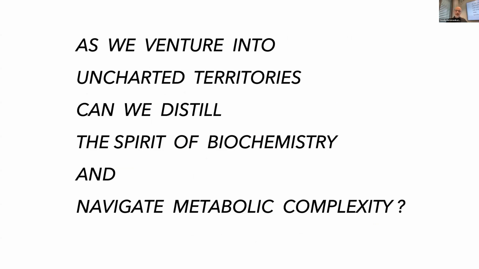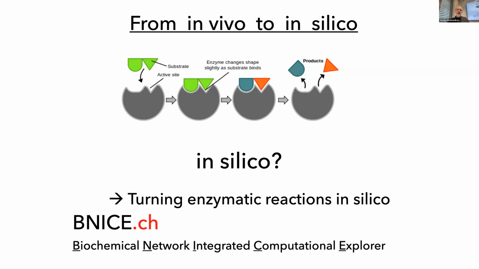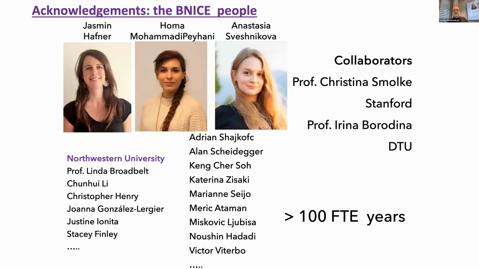And of course, coming from the area of computation, we ask the question, can we move from in vivo to in silico, and what does it take for this? Towards this, we've been developing for more than 20 years a method that we call BNICE.ch, which is Biochemical Network Integrated Computational Explorer. Actually, I counted at some point that this is work worth more than 100 full-time equivalent years of researchers at every different level, from master's students to PhD students to postdocs and some professors.